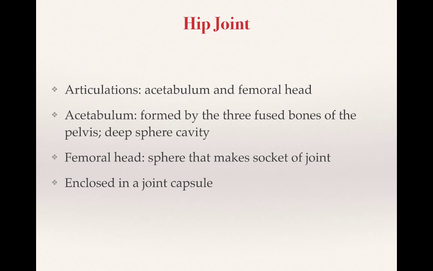So the hip joint is the articulation between the acetabulum of the pelvis and the femoral head. These two bones together give you the hip joint. And again, the acetabulum is simply the socket that is made by the three fused bones of the pelvis. The femoral head is the sphere that makes the socket of the joint, and both of these, when they articulate, are now enclosed in a joint capsule.